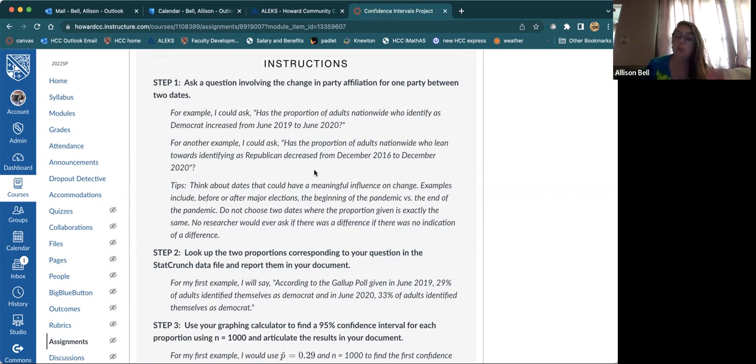You only need to choose one question, right? You don't have to ask 2 separate questions. It's one question about a single political party during a specific month and year. And then I need you to choose a direction, whether you think it increased or decreased over that time change. So that's our first step. Okay. So first you're going to ask the question.